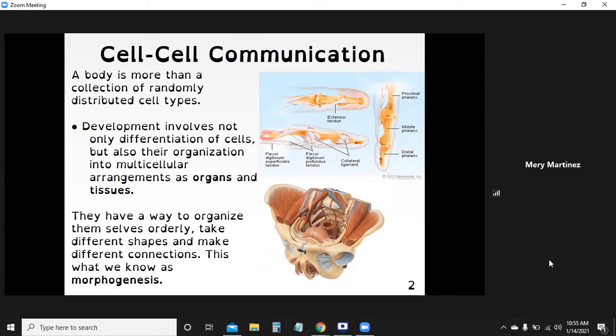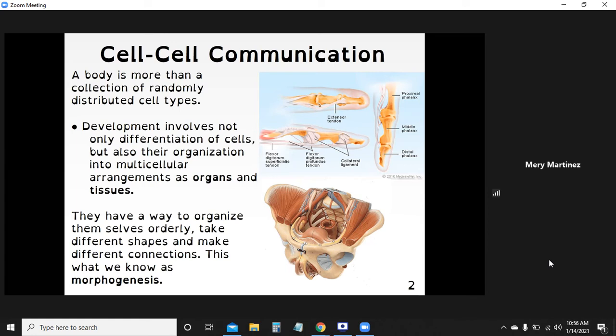So this is part of a bigger concept of morphogenesis, how parts of the body are formed. A body is more than a collection of randomly distributed cell types, right? Development involves not only the differentiation of cells, but also their organization in a multicellular arrangement.